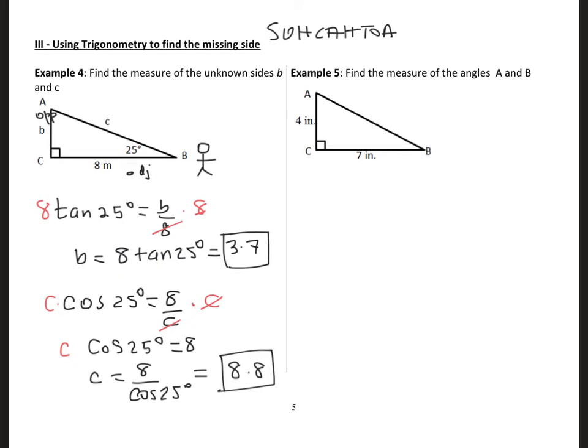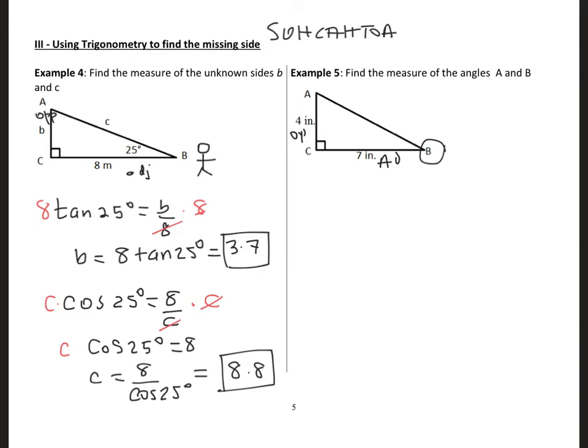Okay, so here, find the measure of angles A and B. Here we are given two sides. We need to find the angle. So how do we do that? I'm going to start with angle B. To find angle B, what am I given? I'm given two sides. This is the opposite, and this is adjacent.